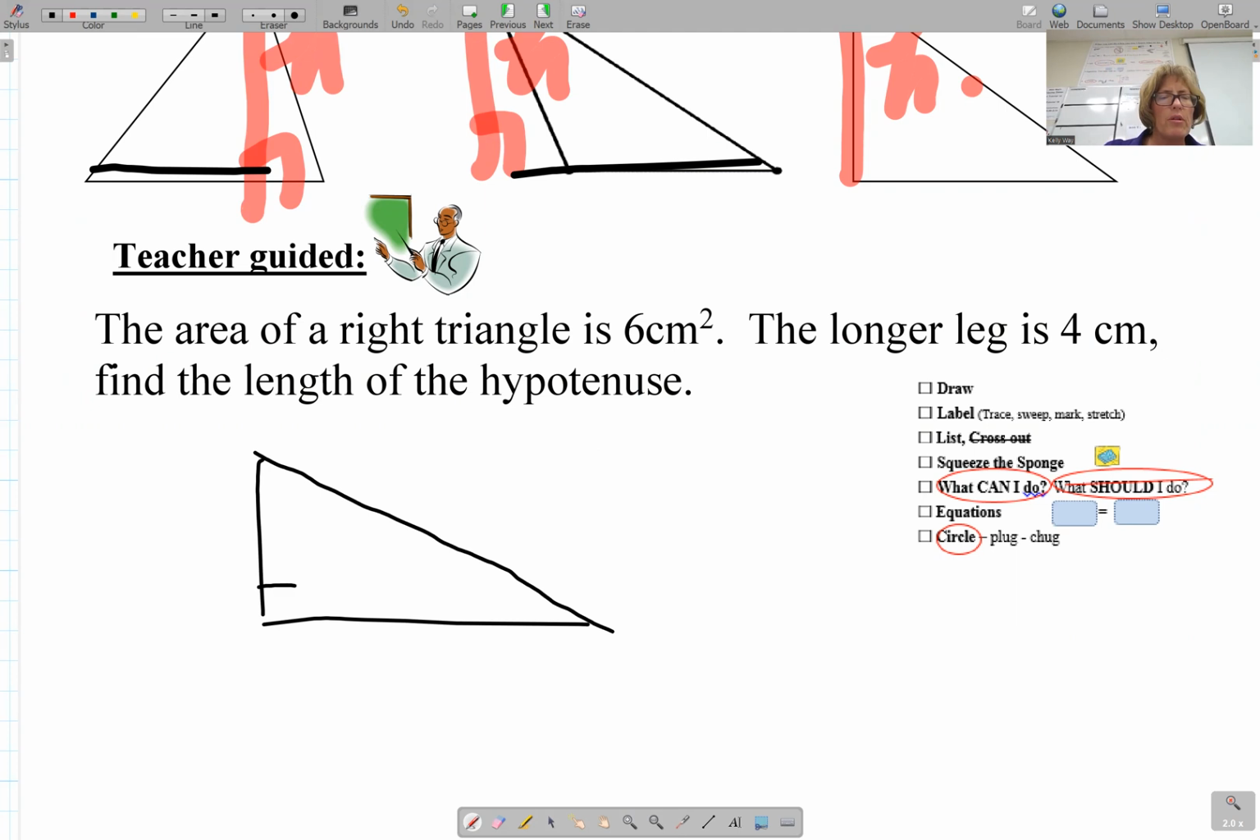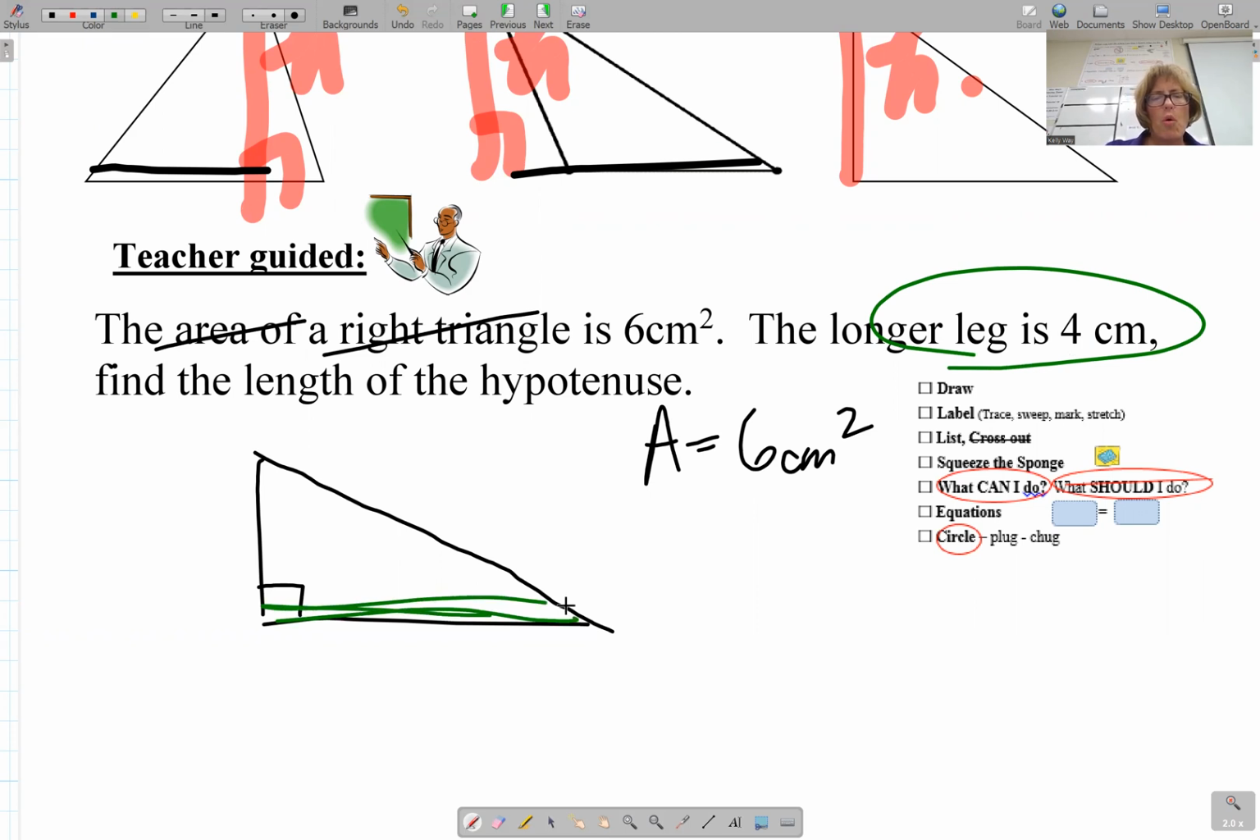Number 1, it's a right triangle. We're given its area. The longer leg is 4. We want to find the hypotenuse here. Hypotenuse is going to be this right here. We can't use Pythagorean theorem because if you have 2 sides, need a third side, you Pythag, but the problem is we don't even have 2 sides here. So you always start with what you have, not with what you want.